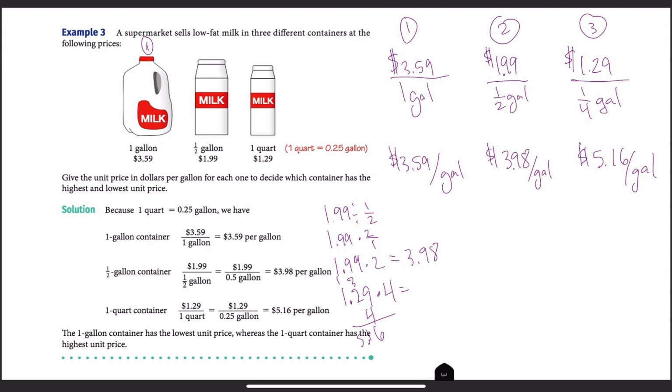So which one's the best value? Well, this is the best value, unless, of course, you are carrying your groceries home, in which case you may want a smaller one, right? And so it just depends on the context. But as far as what's cheaper, the math can help you do that pretty clearly and objectively.